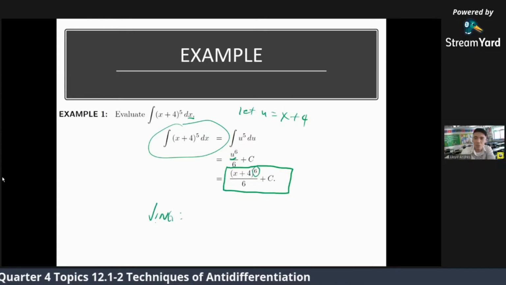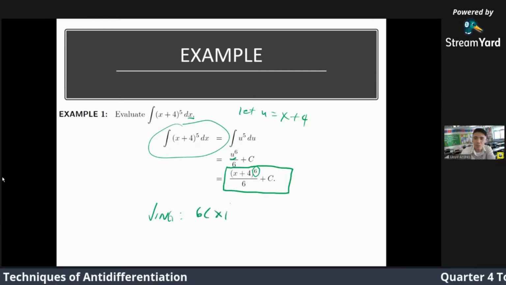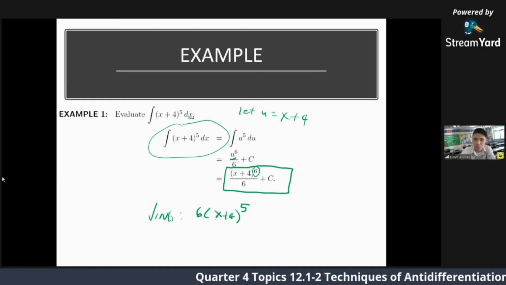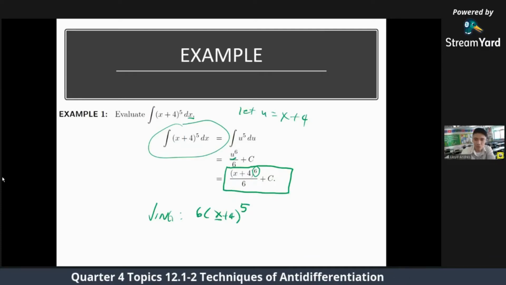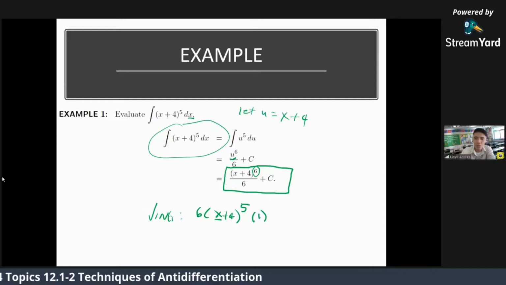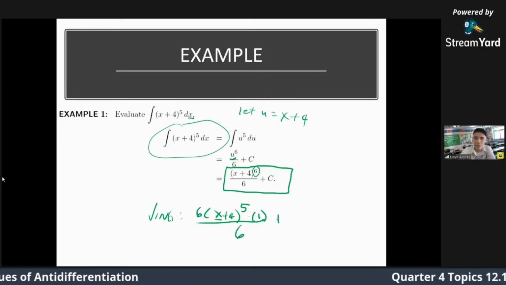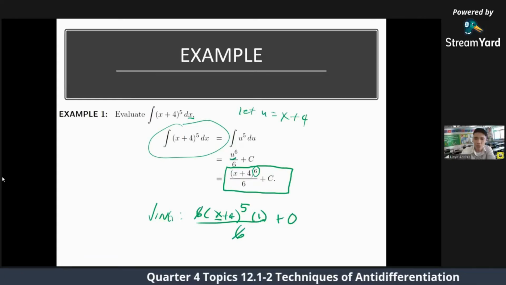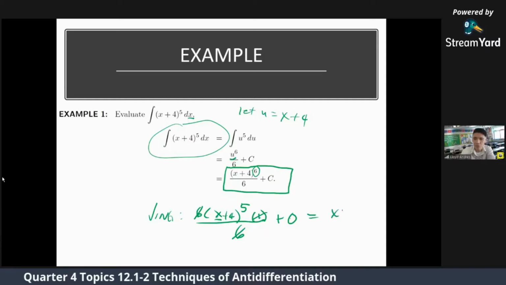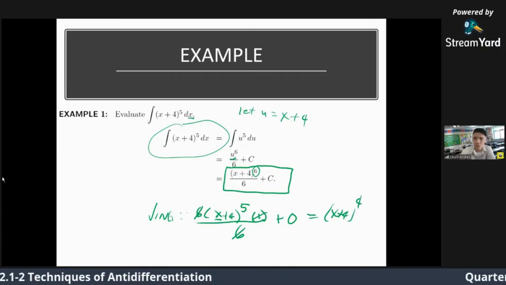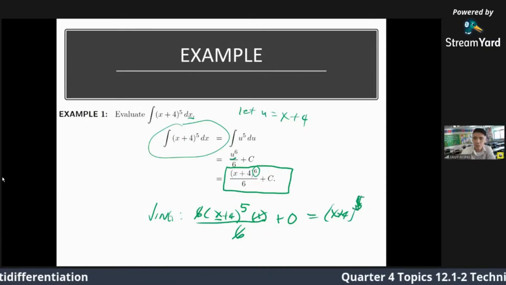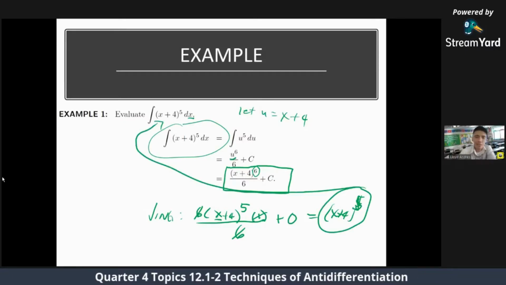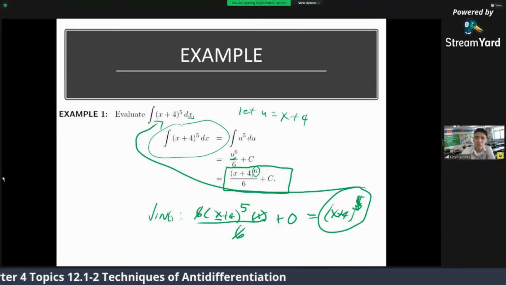Apply the 6, then x plus 4 raised to 5. Then the derivative of x is just 1. So no need, just put 1 over 6 plus the derivative of the constant, which is 0. And since we are simplifying, this will cancel, and the 1 will also disappear. So what remains is x plus 4 raised to 5, which is our given. So our answer is correct.